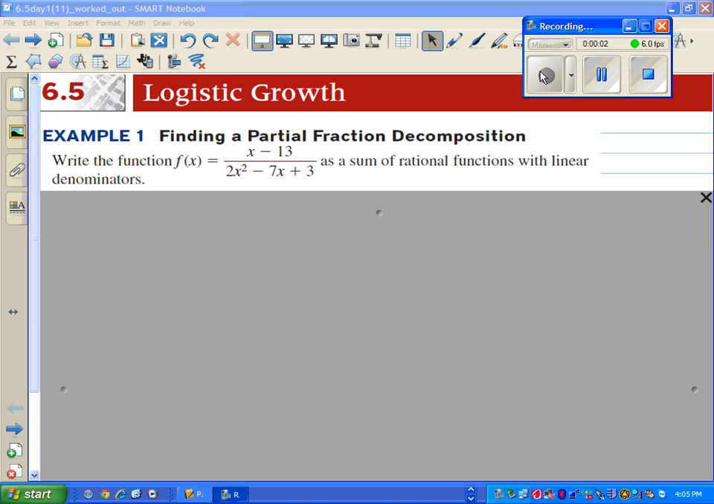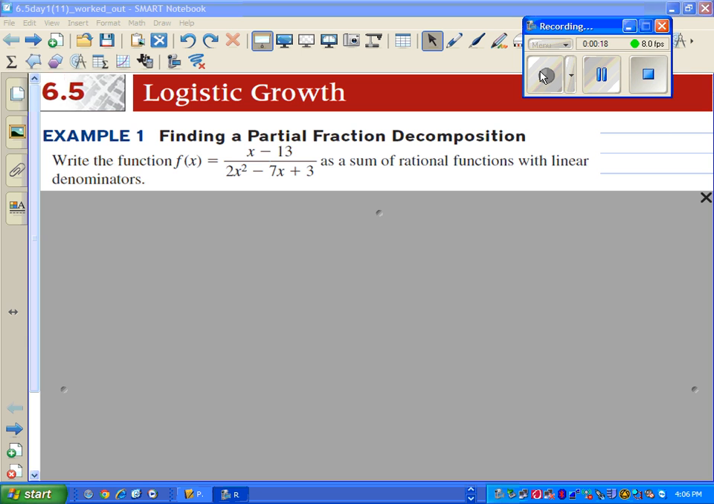This is section 6.5. The title is Logistic Growth, but today in this first part we will not be doing logistic growth. We're going to be doing integration with partial fractions. Now we're going to use this eventually in the logistic growth.